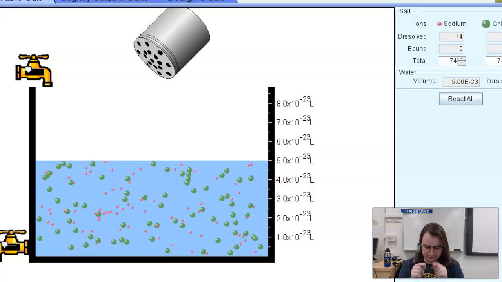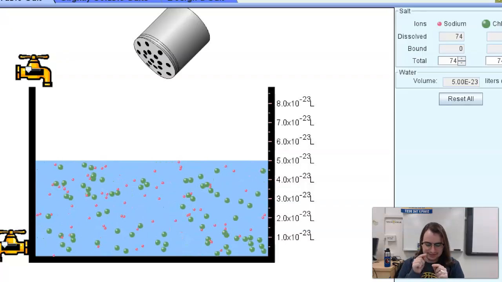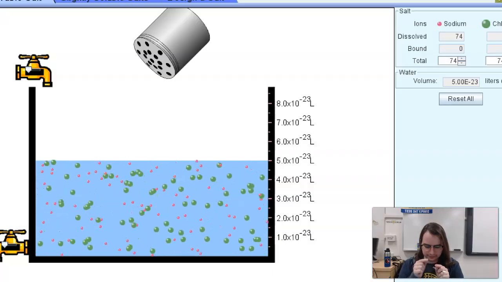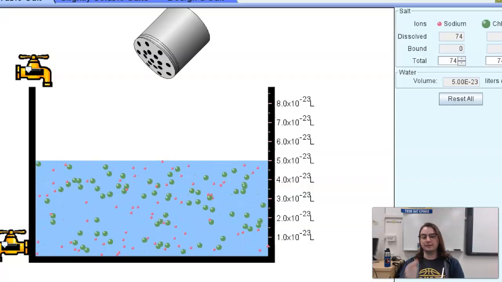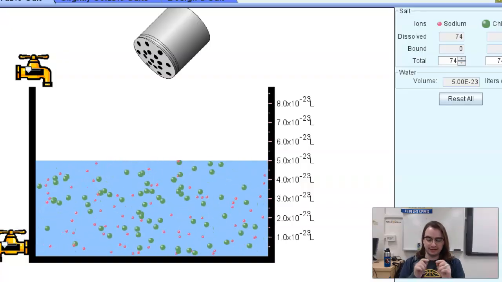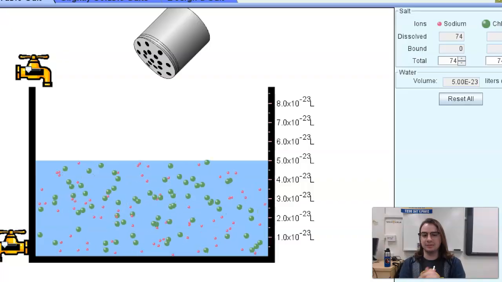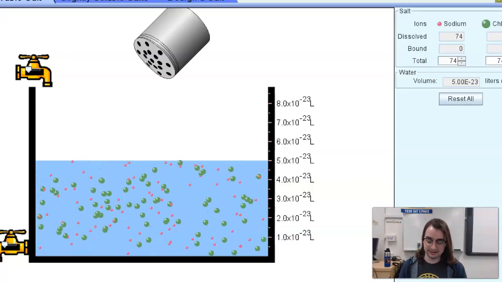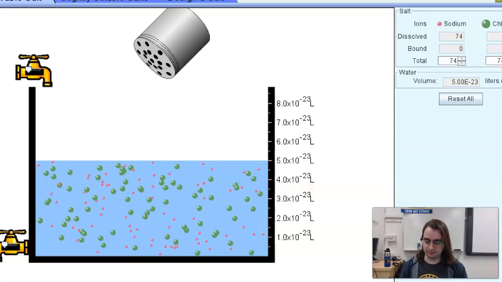1, 2, 3, 4, 5, 6. So I got about 74 sodium. And 1, 2, 3, 4, 5, 6, so 74 chlorine. Notice that it's a 1-to-1. That's pretty important to remember, that it's a 1-to-1 ratio between sodium and chlorine dissolved in solution. We'll revisit that in a second. Let's head back to the notes.